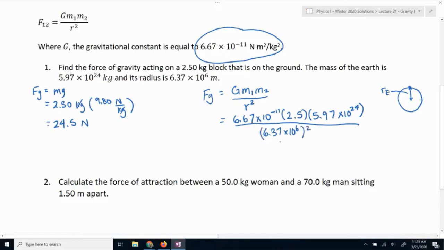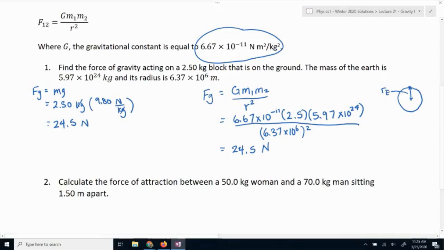And all of that on the bottom is squared. So I'm going to type all of that up and see how that number compares. So I have 6.67 times 10 to the negative 11 times 2.5 times 5.97 times 10 to the 24 divided by 6.37 times 10 to the 6 squared. And we get 24.53, really. So I'm going to just round it to 3 significant digits and it's the same value, 24.5 newtons.